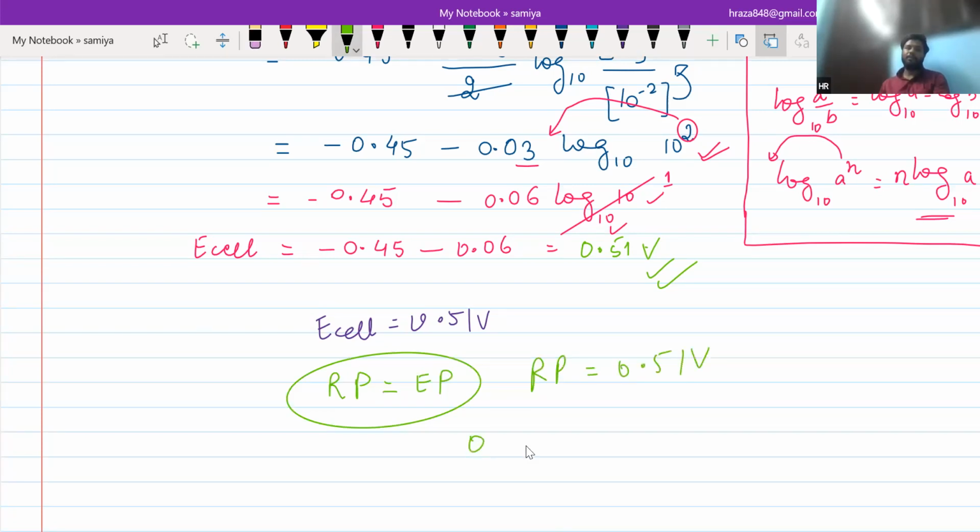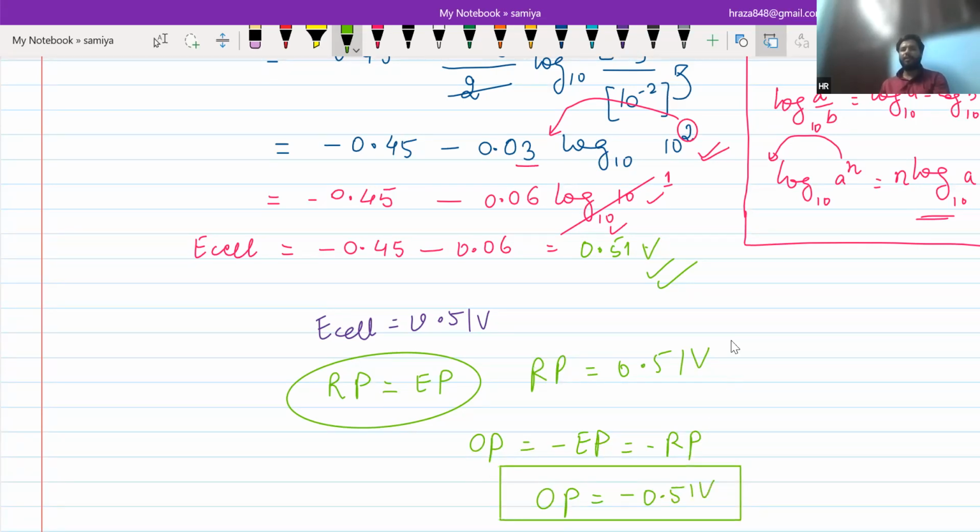Also, oxidation potential is the negative of electrode potential, which will also be the negative of reduction potential. So oxidation potential will be minus of 0.51 volt. So the answer for oxidation potential and reduction potential, you can see. Yes or no?